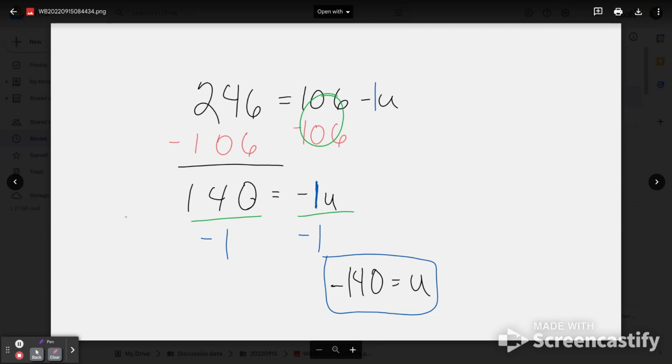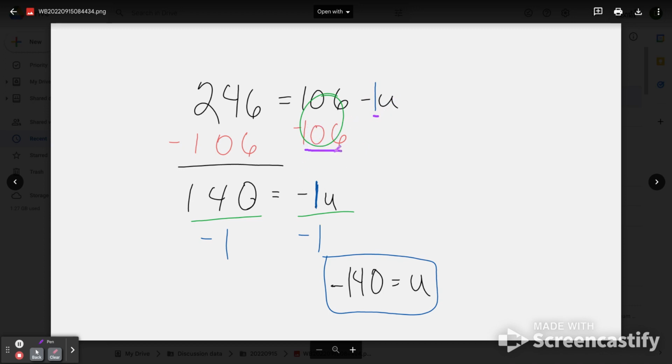All right, we're solving the one-step equation. 246 equals 106 minus u. If you notice, I placed a blue 1 next to the u so that you can see that it's negative 1u. To isolate the u, we subtract 106 from both sides.